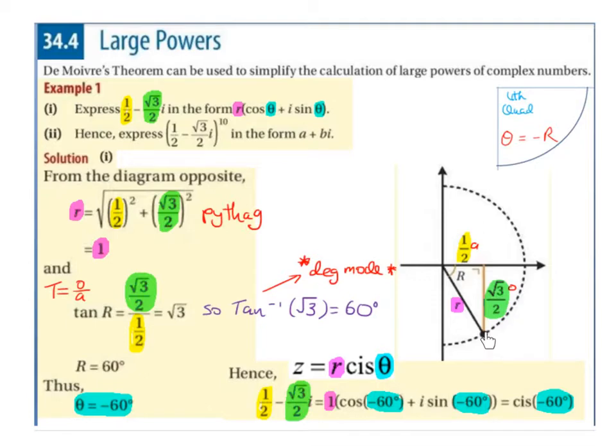Now, since our complex number, 1/2 minus root 3 over 2 i, is in the fourth quadrant, we make our reference angle a minus. So we have theta equal to minus 60 degrees. So we're going to use our formula for cis theta. So z equals r cis theta. So 1/2 minus root 3 over 2 i equals 1, because that's the r, times cos minus 60 degrees plus i sine minus 60 degrees, which gives us cis minus 60 degrees.